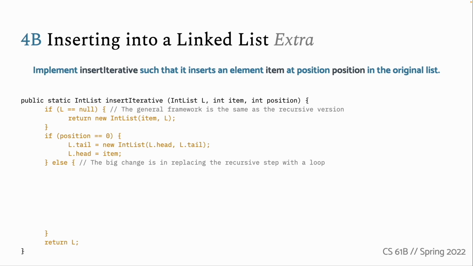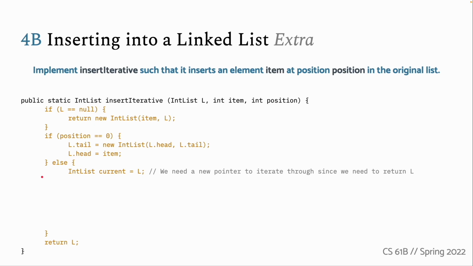So the general framework is the same as the recursive version, so I'm just popping that in. You'll recognize this from the last slide where we have this base case where if there's nothing there, then we just return our new int list item L. If the position is 0, then we insert it in the exact same way. Otherwise, now we have to do something here instead of that recursive step. And then we return L. So here we're going to have to do something a little different.